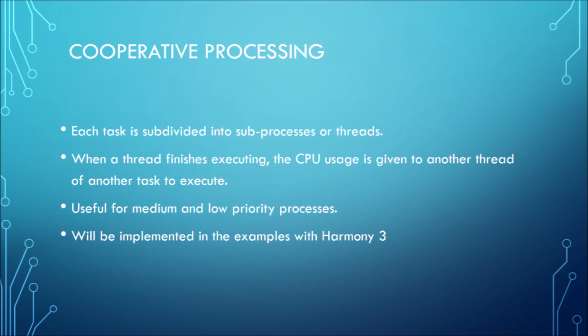As mentioned before, cooperative processing consists of dividing all the code into subprocesses, also called threads. When a thread finishes, the CPU executes the next thread. This is best understood in state machine-based systems. It is useful for low and medium priority processes. It is the way many MPLAB Harmony examples are designed.